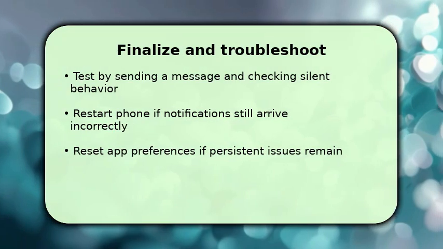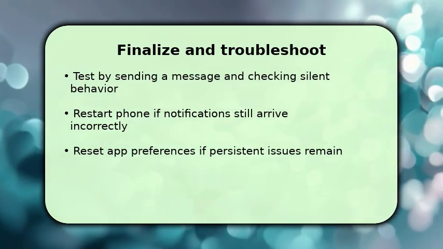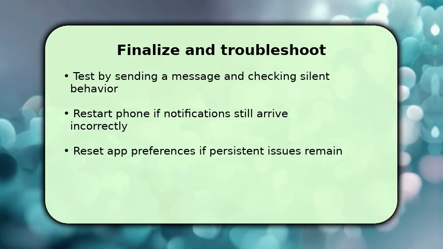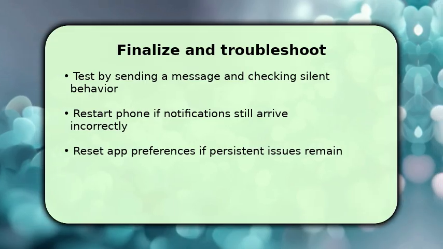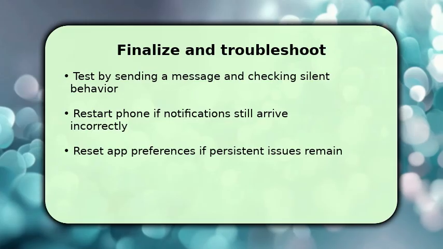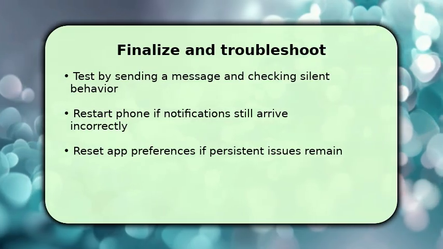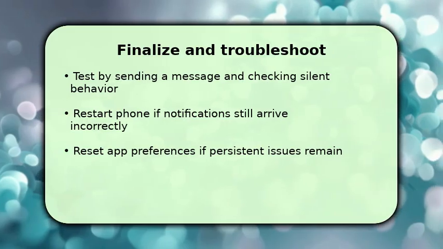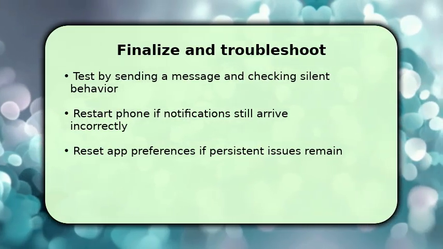Finish by testing. Ask someone to message you or send a test alert to confirm silence. If notifications still arrive, make sure focus profiles or scheduled rules aren't conflicting, and then restart the phone to apply changes. If problems persist, reset app notification preferences or check battery optimization settings that can override silencing.